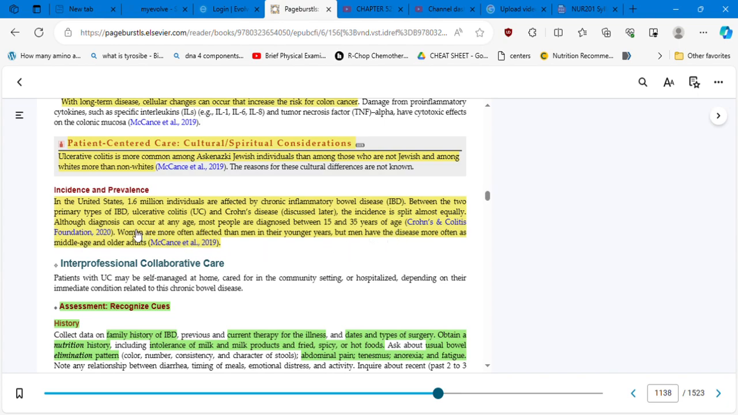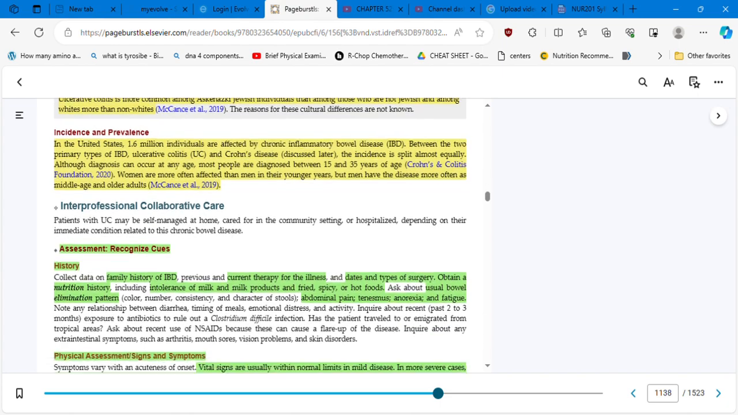Although diagnosis can occur at any age, most people are diagnosed between 15 and 35 years of age. Wow, 15 and 35 is the beginning of life, right? Women are more often affected than men in their youngest years, but men have the disease more often in middle age and older adults.